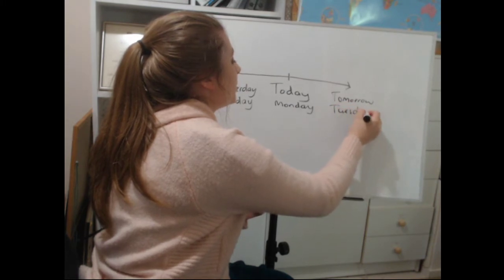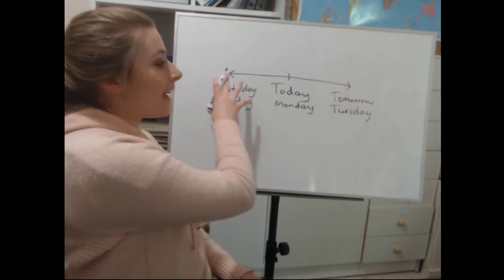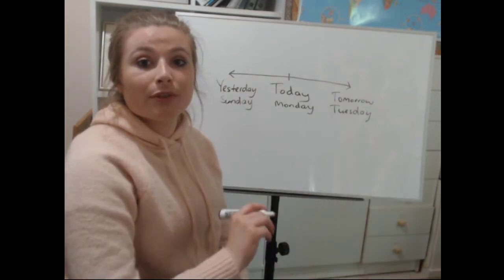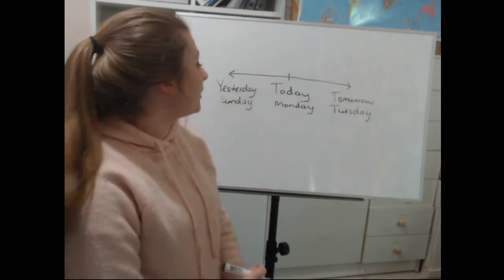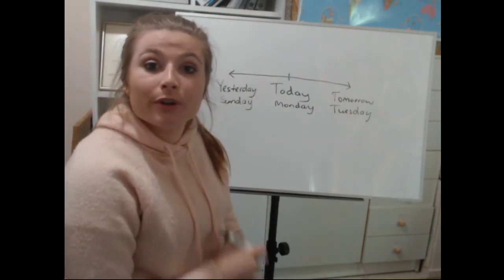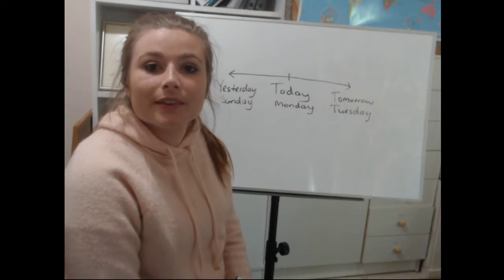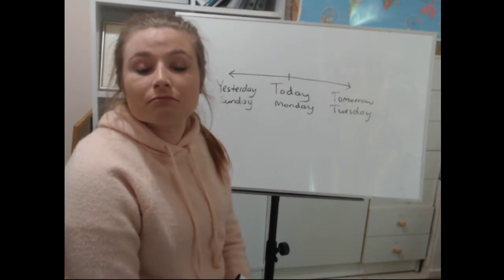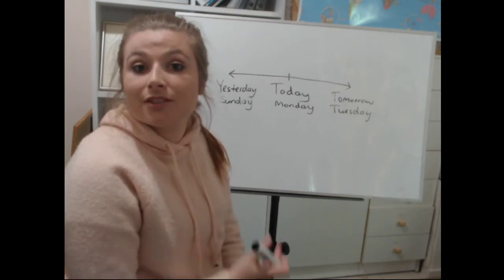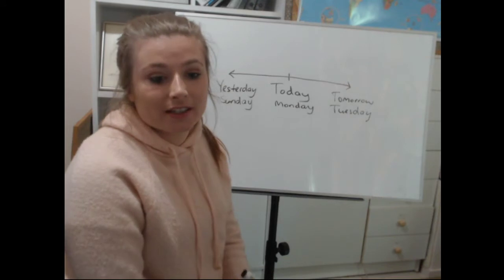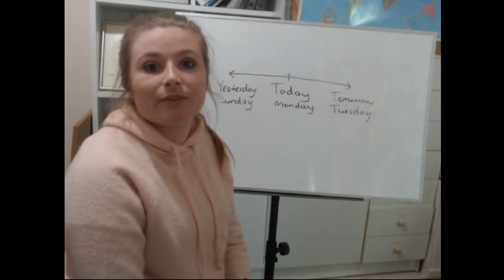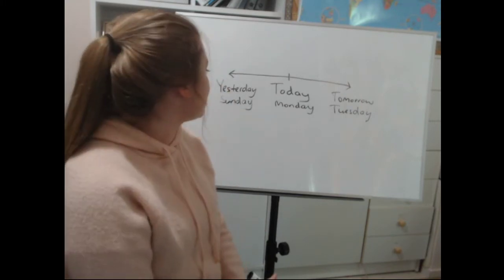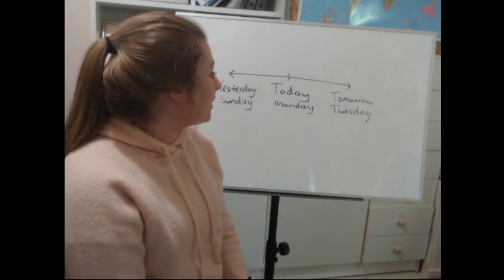Okay, so we're going to be looking at the past. So the past is anything that happened before now. So for example, 5 minutes ago, last week, 2 weeks ago, last month, last Christmas, last year, 5 years ago. Anything before now is in the past. Okay.